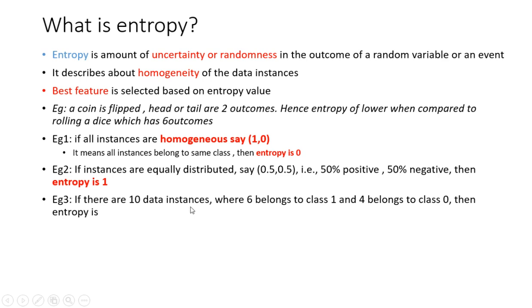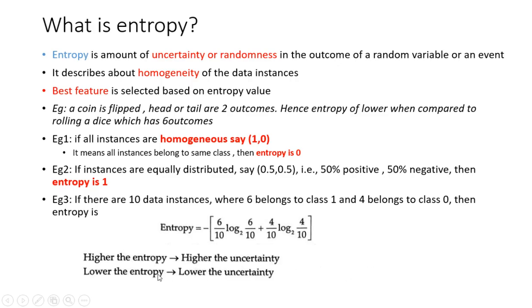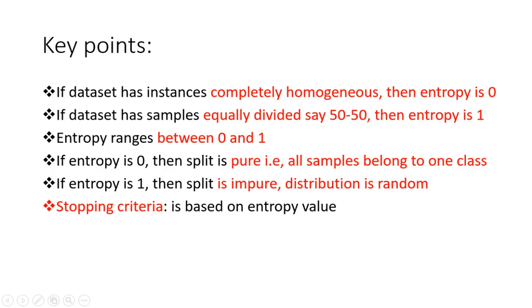Or suppose I have 10 data instances where 6 instances belong to class 1 and 4 belong to class 0, then you have to calculate entropy using this formula, which is the formula we use to calculate the entropy. What is important is, higher the entropy, higher is the uncertainty. Lower the entropy, lower is the uncertainty.